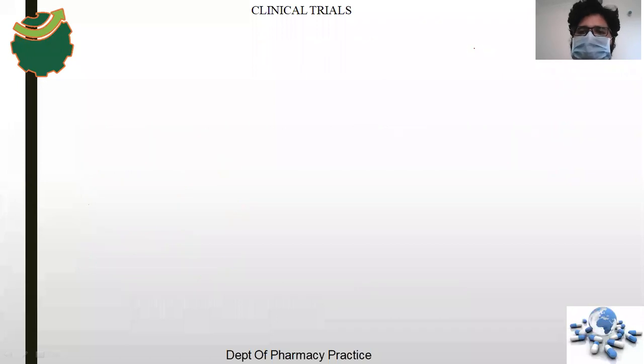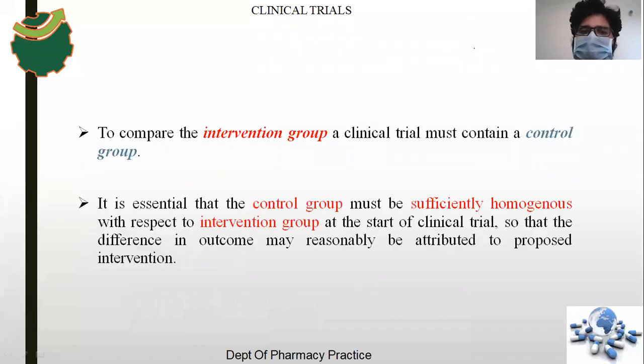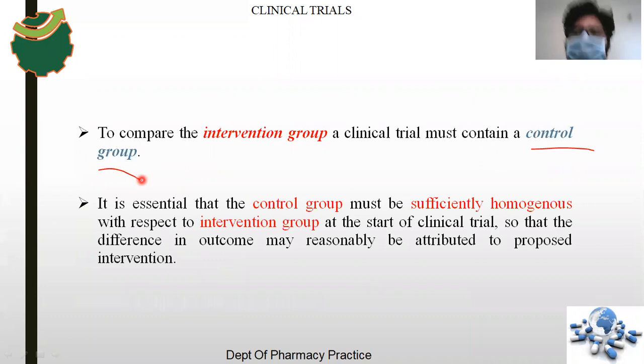Going to the next one. To compare the interventional group, a clinical trial must contain a control group, like a standard group and a control group. To one group you'll give a standard treatment which already exists in the market, and to another group you'll give a treatment of your drug.